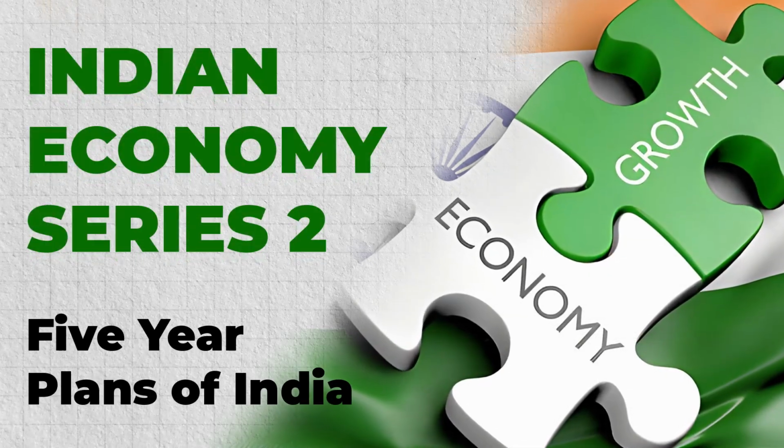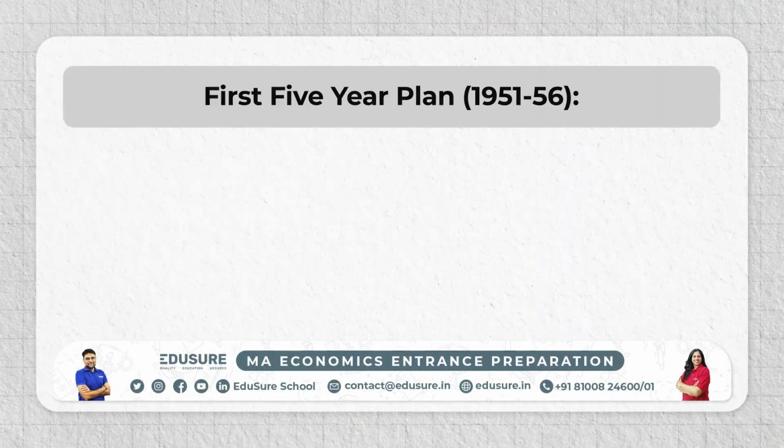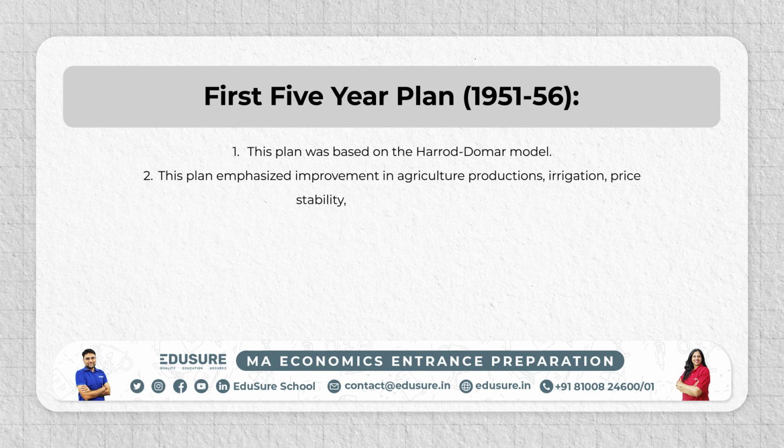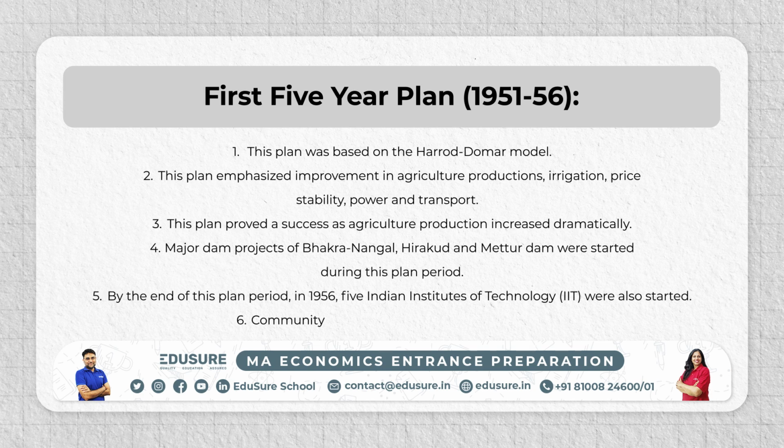Indian Economy Series 2, Five-Year Plans of India. First Five-Year Plan, 1951 to 56. This plan was based on the Harrod-Domar model. This plan emphasized improvement in agricultural production, irrigation, price stability, power and transport. This plan proved a success as agricultural production increased dramatically.